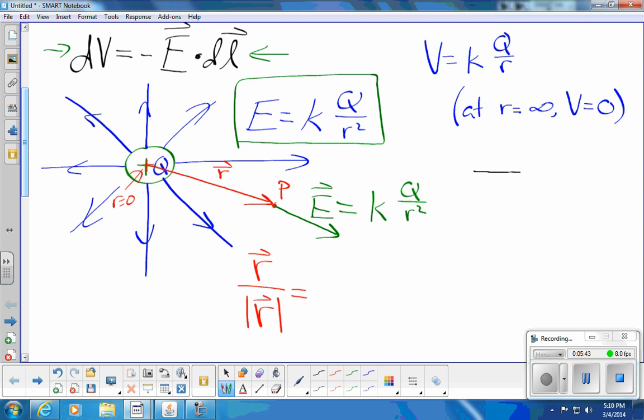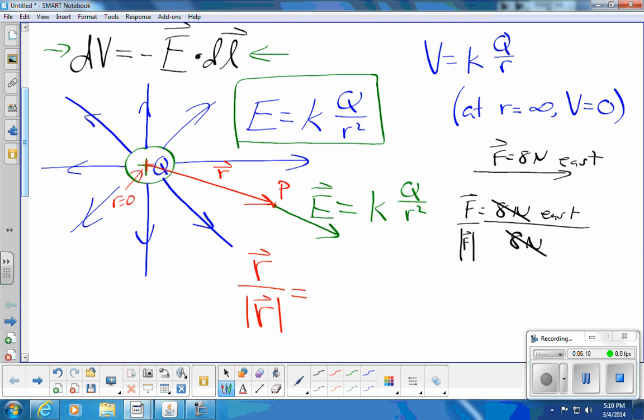If I have a vector, if this is a force vector, and it's 8 newtons and it points east, and I divide this force vector, 8 newtons east, by its magnitude, which is 8 newtons, I get 1 east. That would be a vector, and I put this F with a little hat on it.